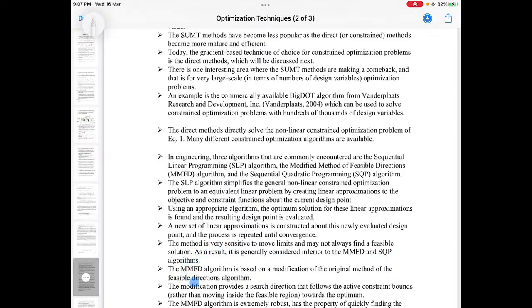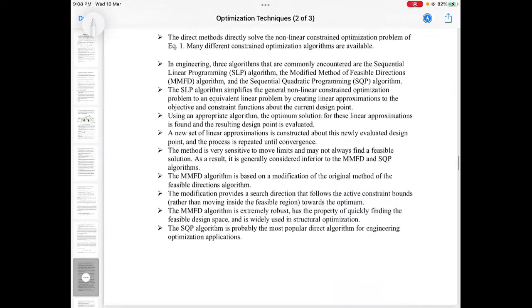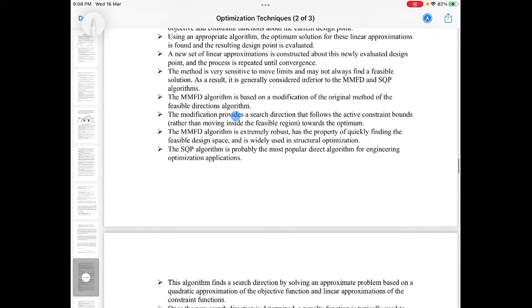The MMFD algorithm is based on a modification of the original method of feasible directions, and the modification provides a search direction that follows the active constraint bounds rather than moving inside the feasible region towards the optimum. So here the modification provides a search direction that follows the active constraint bounds towards the optimum.